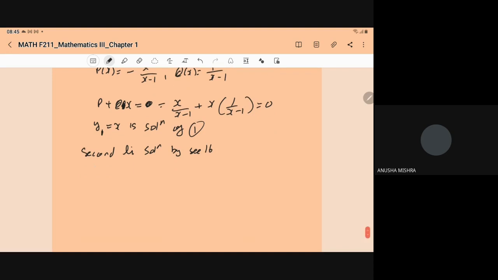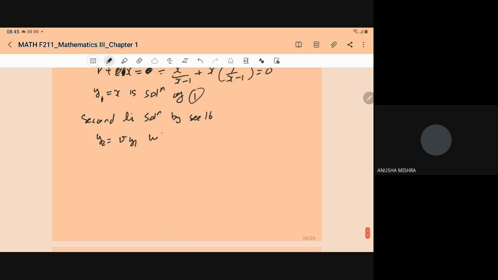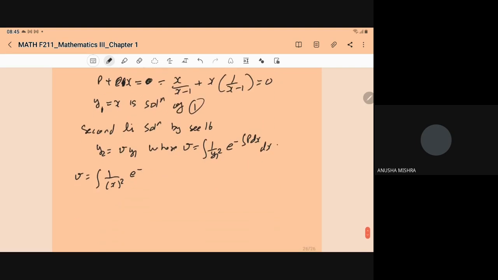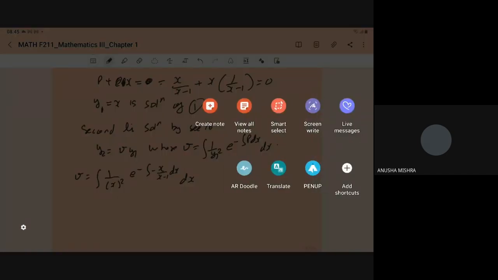By section 16, it will be y2 is equal to v of y1, where v is the integral of 1 upon y1 square e to power minus integral p dx into dx. So v is the integral of 1 upon x whole square e to power minus integral of p, and p is minus x upon x minus 1. So integral minus x upon x minus 1 into dx into dx. So that is our v.